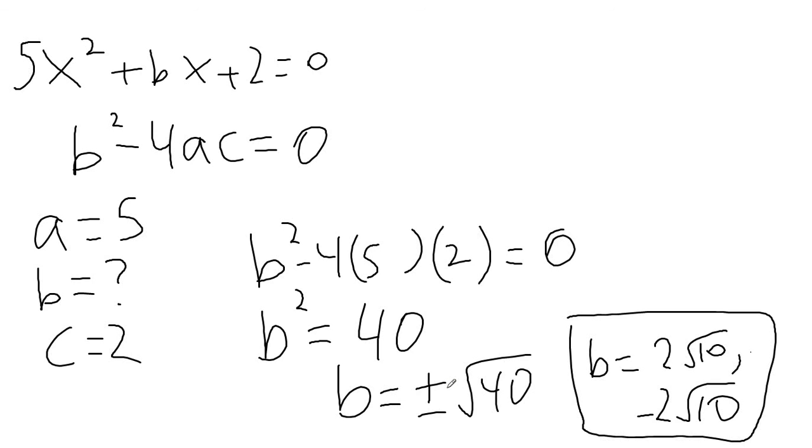So using the quadratic equation and using the discriminant, we figured out our answer, which is b equals 2 root 10 and negative 2 root 10. So hopefully this problem gave you an idea of how to use the quadratic equation and the discriminant for some problems.